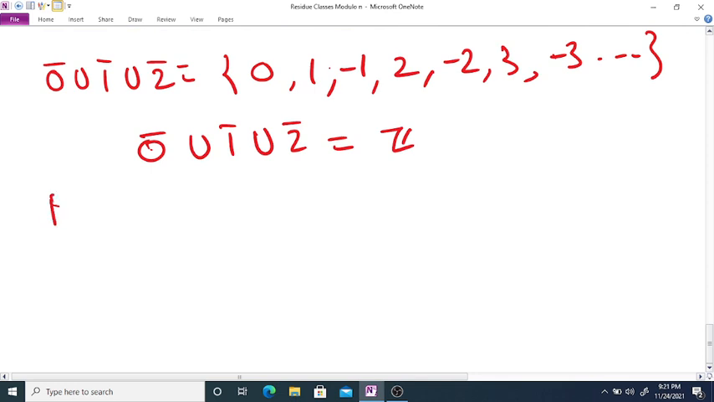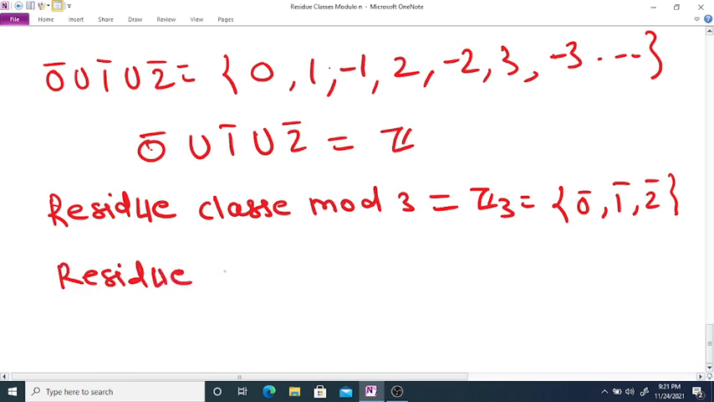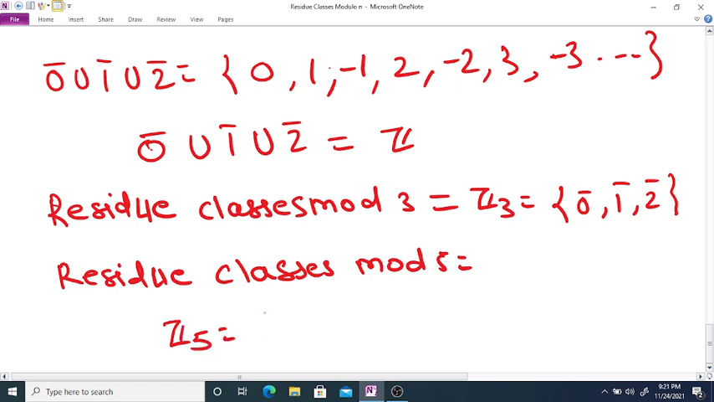This is what residue classes modulo 3 are, and it is denoted by Z3. So it contains 0 bar, 1 bar and 2 bar. Similarly, if you generalize this statement for residue classes modulo 5, then it is denoted by Z5 and it contains elements 0 bar, 1 bar, 2 bar, 3 bar and 4 bar.